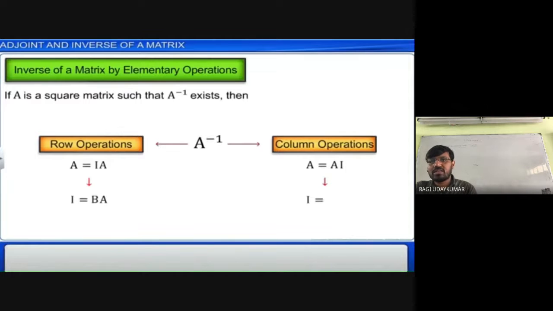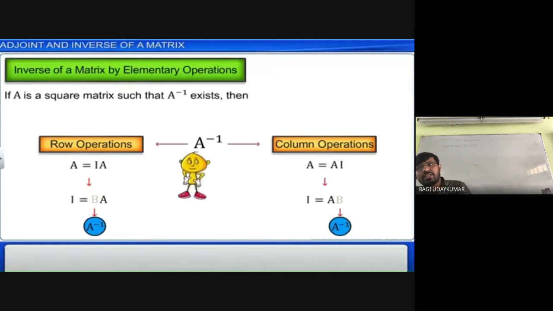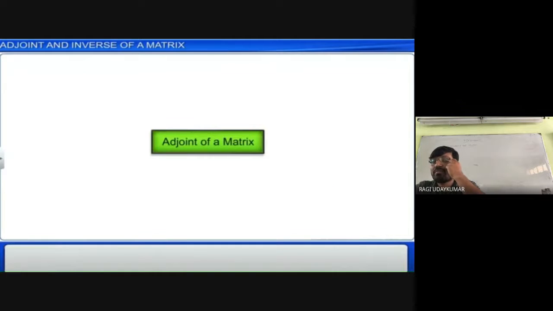In the first situation, I equals BA we are going to get. Here I equals AB we are going to get. So B is on the left side. That's why row operations here give A inverse. That is only called A inverse here. Now the A inverse can be found not only using row and column operations, but in another method also. For that we need to learn the concept of the adjoint of a matrix.